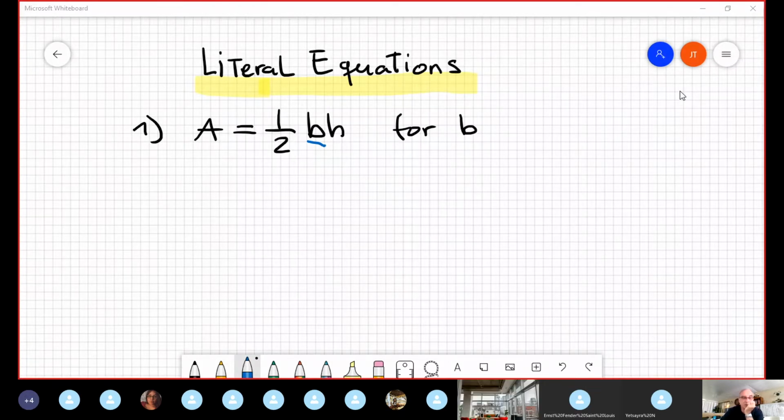So let me try. The important thing is to turn off your microphone, please. In this equation, we have several variables: A, B, H. However, I need to do something in order to isolate B. B is the variable that we need to isolate. Okay. You copy the equation again.